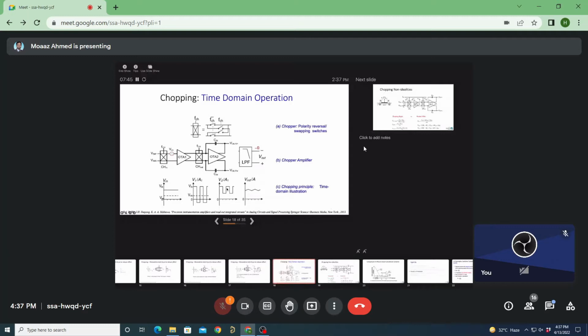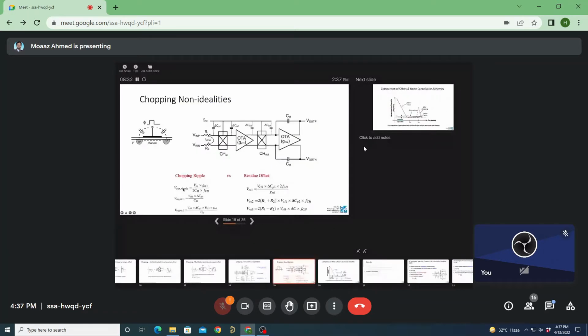It's typically tens of hertz or hundreds of hertz. So this is the next slide. Discuss chopping non-idealities, like the chopping ripple or the residue offset that occur whenever we have this chopping operation, because this chopping is done through a set of switches, and the switches are implemented by CMOS transistors. And the CMOS transistors, when they open or when they close, have injection of charges in the channel, as expressed here.